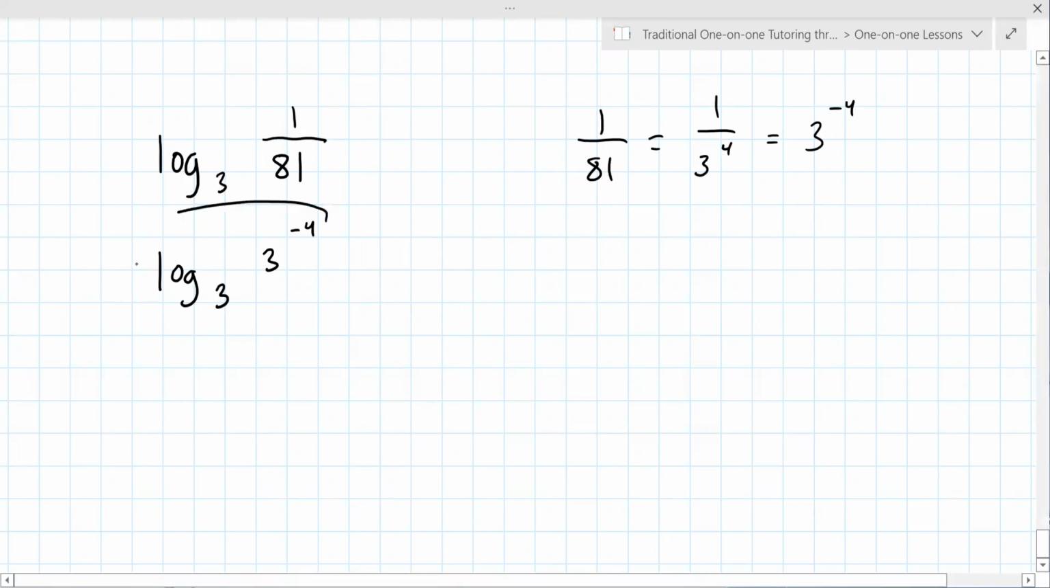So this comes out in front. What's the final result here for this one? So it'd be -4 log base 3 of 3. Would you do anything else from here?